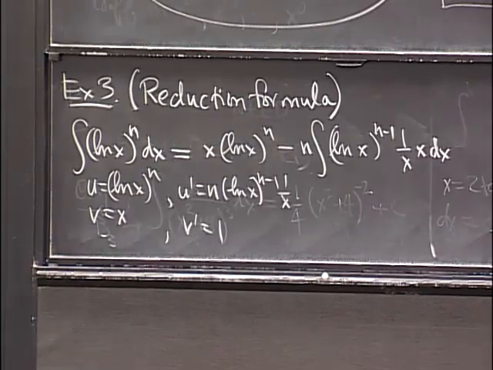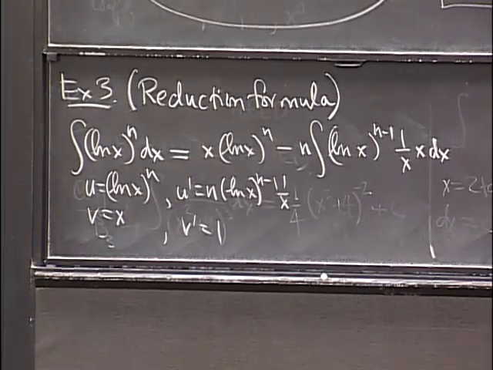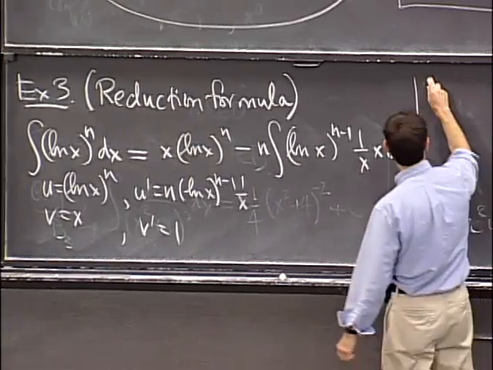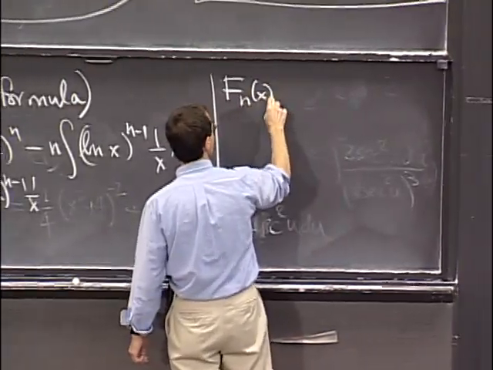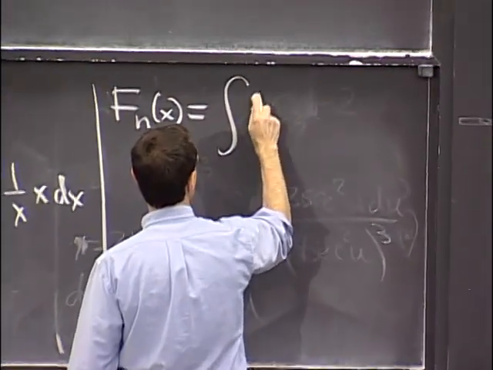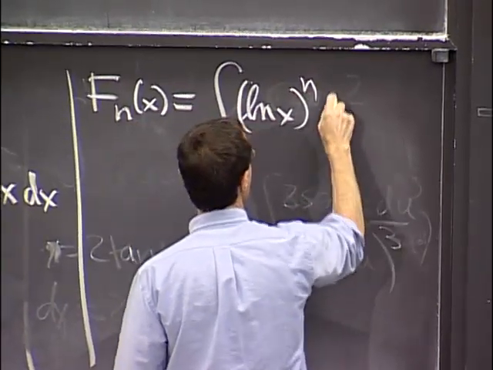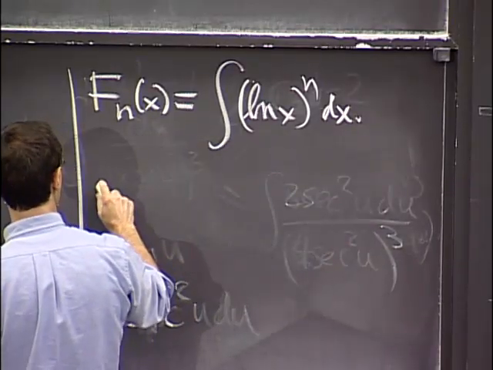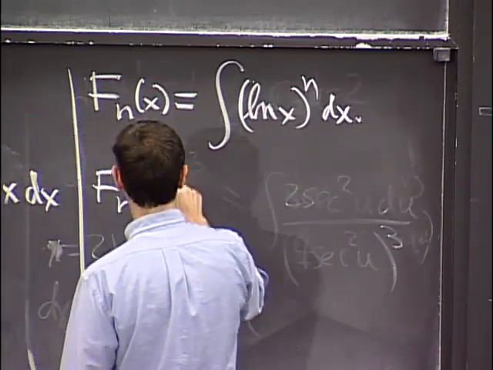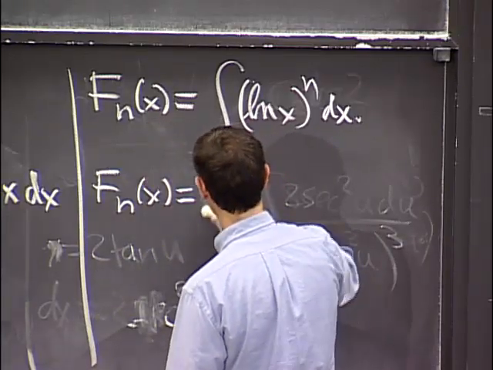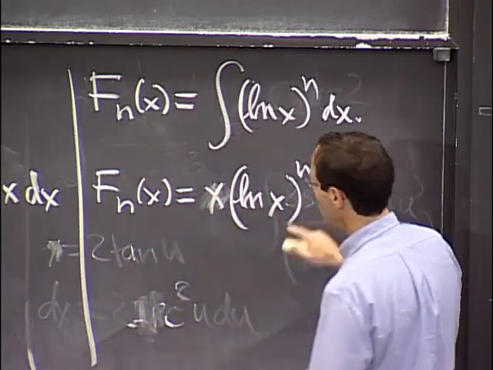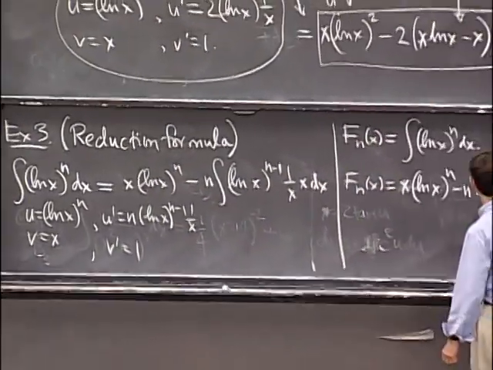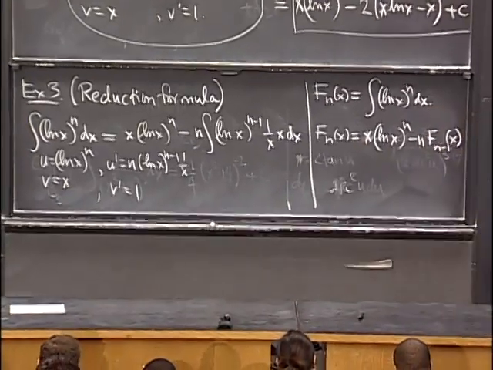So I'm going to explain this also abstractly a little bit, just to show you what's happening here. If you use the notation f_n of x is the integral of (log x)^n dx, and we're going to forget the constant here, then the relationship that we have here is that f_n of x is equal to x (log x)^n, that's the first term over here, minus n times the preceding one, this one here.